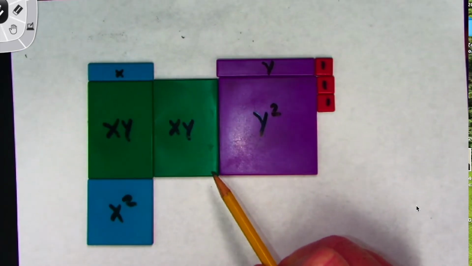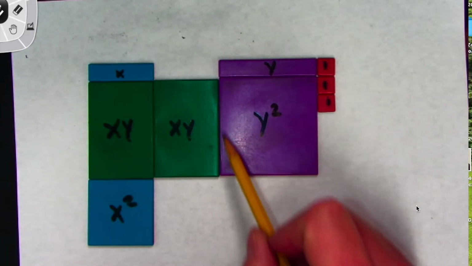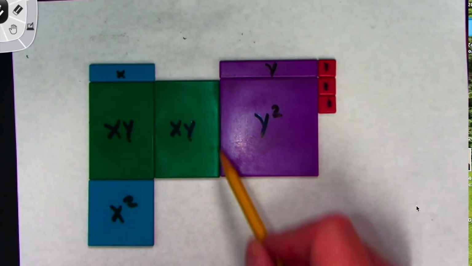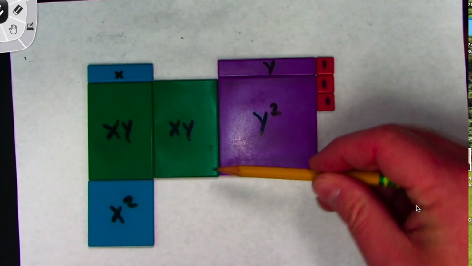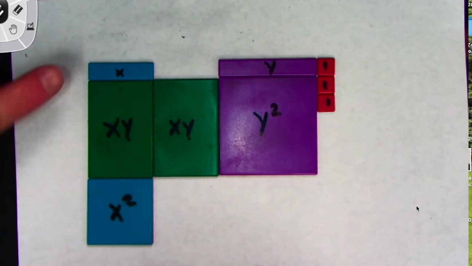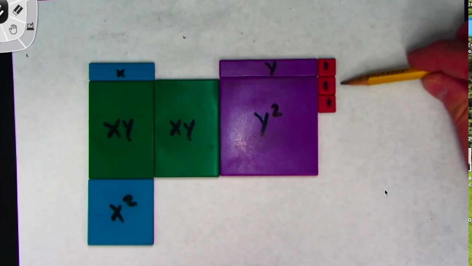Everybody's got a neighbor that's the same length, right? The y squared tile here has a length of y. The xy tile has a length of y here, and a width of x, which is our x squared tile here. There's another x tile up here for you to remember. And then you've got your 1 unit tiles over here.